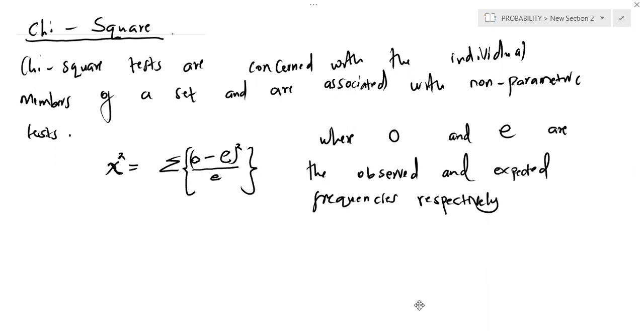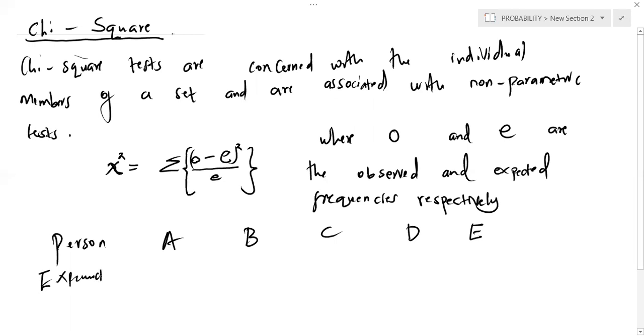So most of the time, the expected frequency is that we get 50-50, because the probability of getting either a head or a tail is a half. When we write down the number of people, we have person A, B, C, D, E. We have 5 people who are tossing a coin. And we write down the expected frequency. We expect to get 50, because we have 100 coins. So we expect to get 50 heads, 50 tails. So 50-50.